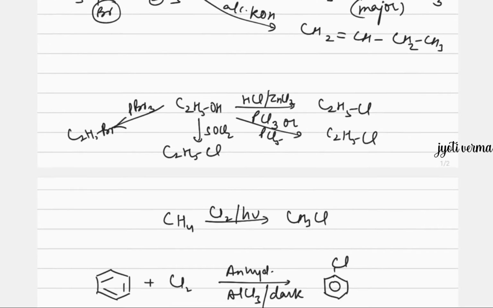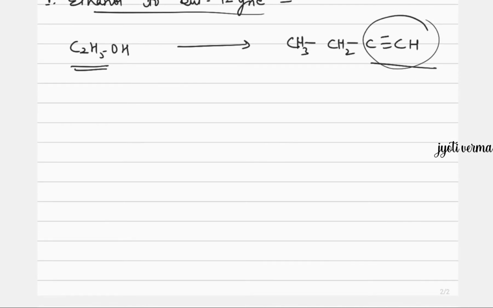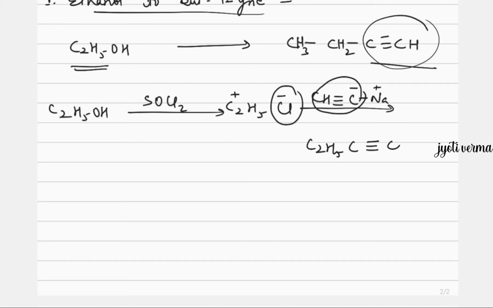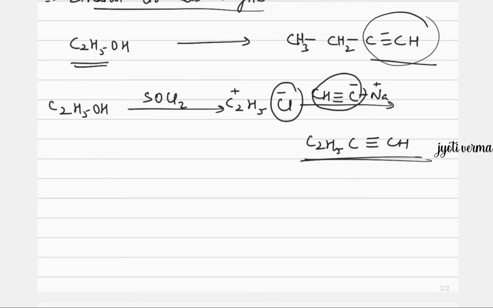Our first step should be, first convert this alcohol into alkyl halide, that is C2H5OH. We'll do its reaction with maybe SOCl2. We will get C2H5Cl, and now you do its reaction with CH triple bond CNa. It will undergo nucleophilic substitution. Here it is negative, positive. So this nucleophile will be substituting the halide, and that's how we will be getting C2H5 C triple bond CH. This is but-1-yne. Part 1 of question 11.